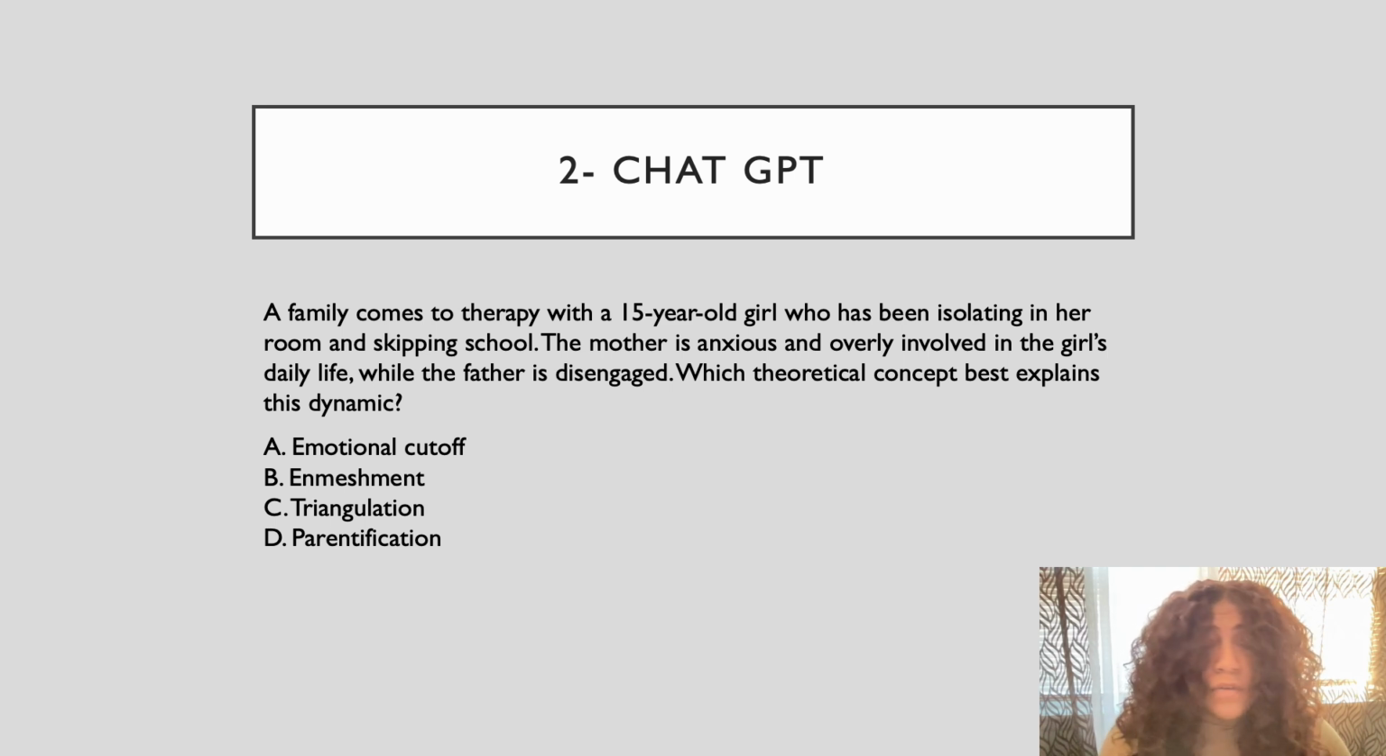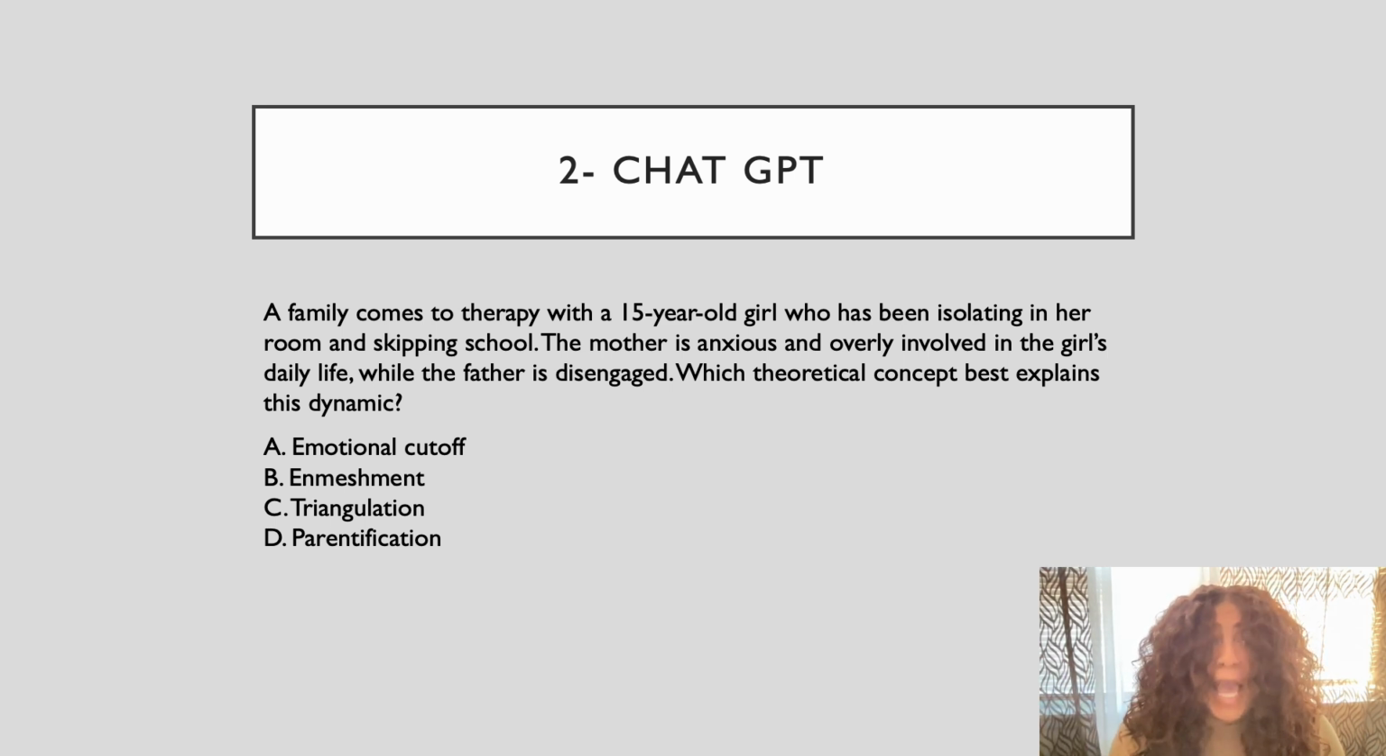She's isolating herself in school. She's isolating herself in her room, and she's skipping school. And then I also would pay close attention to the fact that the mother is anxious and she's overly involved in that girl's life. She's doing too much, right? But then the father is disengaged. So then I would take a look at my responses and I would work my way through it. And this is what I mean when I say work your way through it and make it make sense.